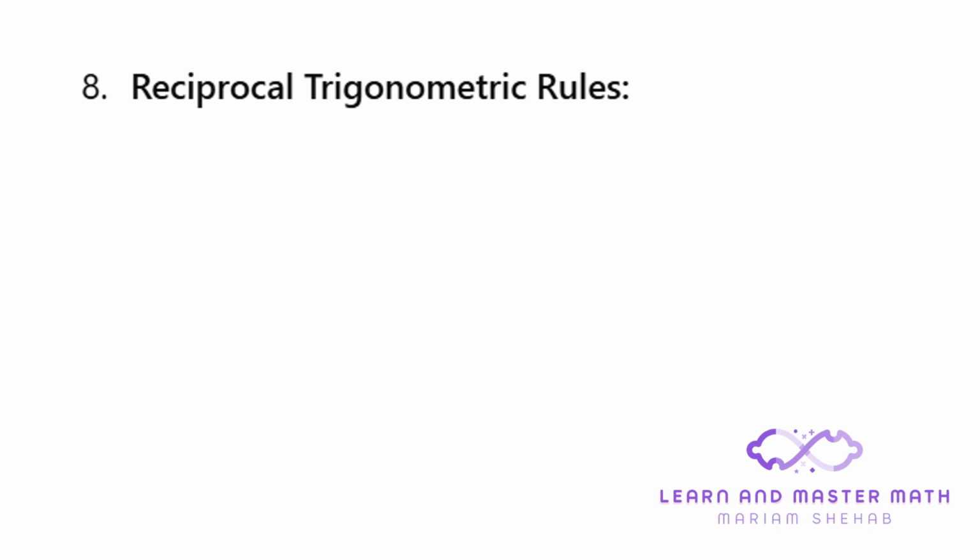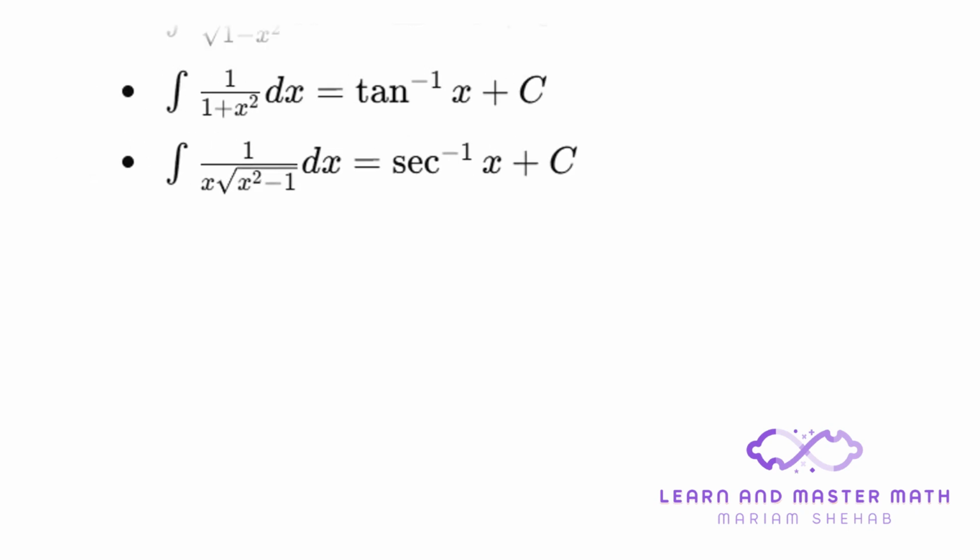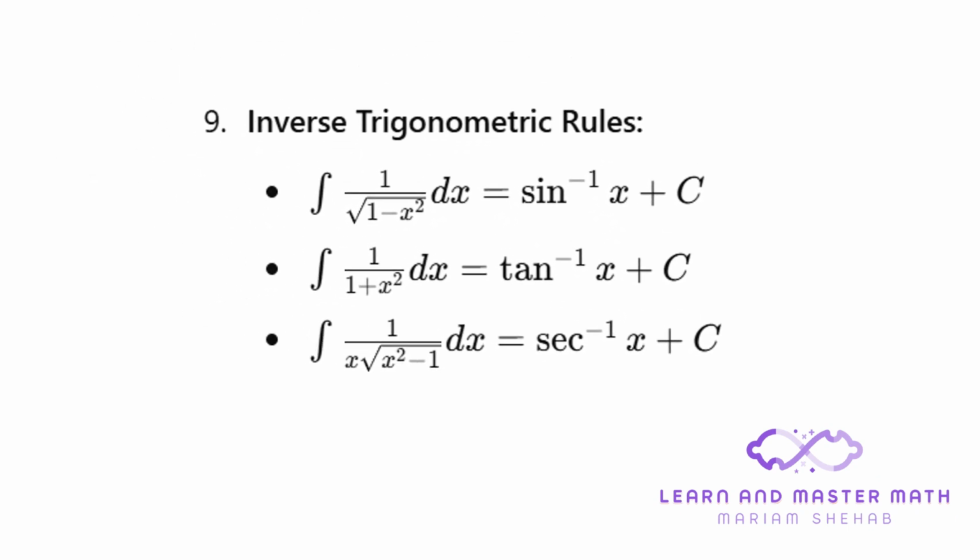Reciprocal trigonometric rules. The integral of cosecant squared x dx is minus cotangent x plus c. The integral of secant x tangent x is equal to secant x plus c. The integral of cosecant x cotangent x is minus cosecant x plus c. Yes, there are more and more rules. For example, the inverse trigonometric rules you can memorize. And let's practice.